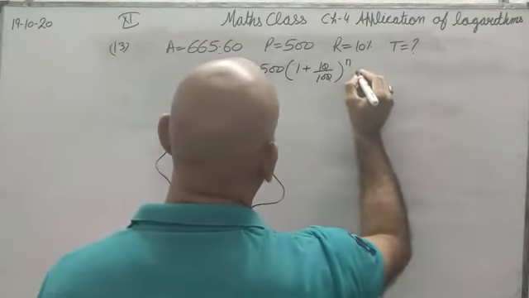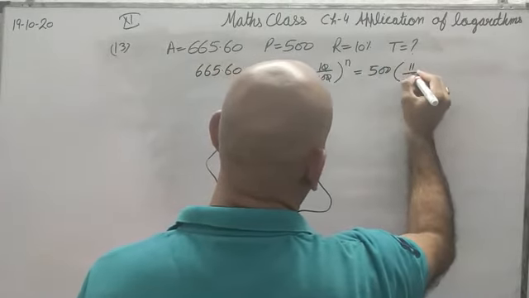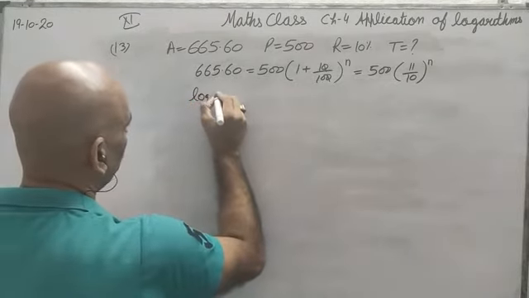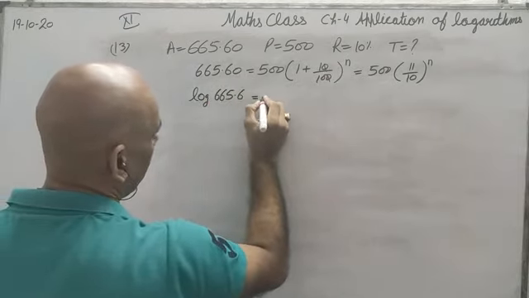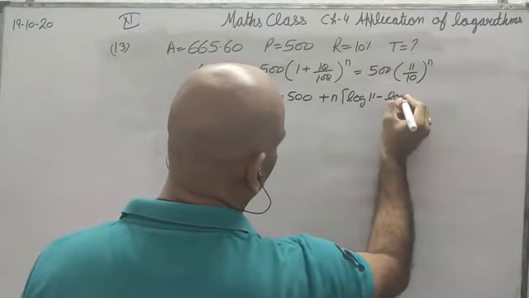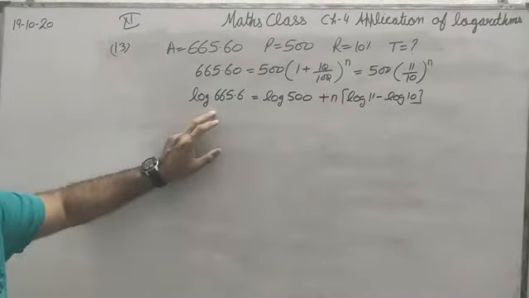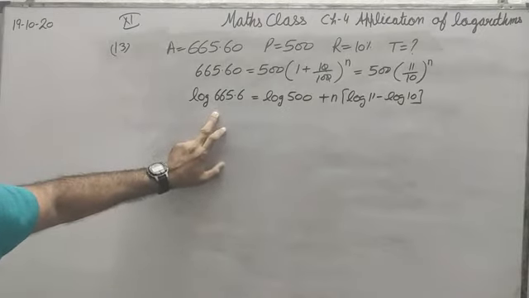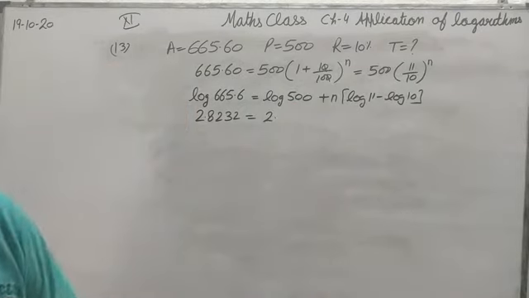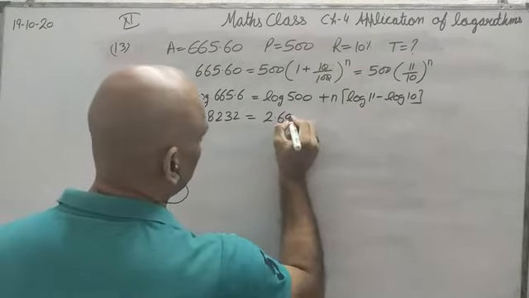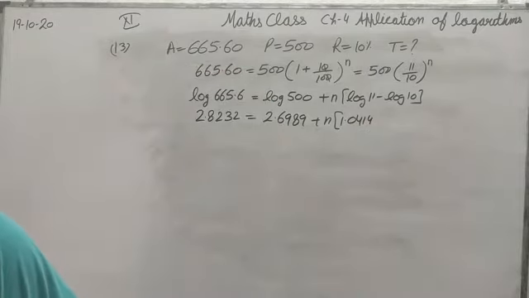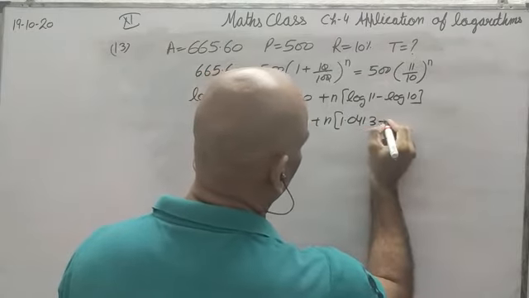Now 0 cancels with 0, and this becomes 11/10 to the power n. Now what I will do, take log. Log 665.6 equals log 500 plus n (log 11 minus log 10). Now what is the value of log 665.6? It is 2.8232, and log 500 is 2.6989, plus n times log 11, which is 1.0414, which we saw a little while ago, and then log 10.